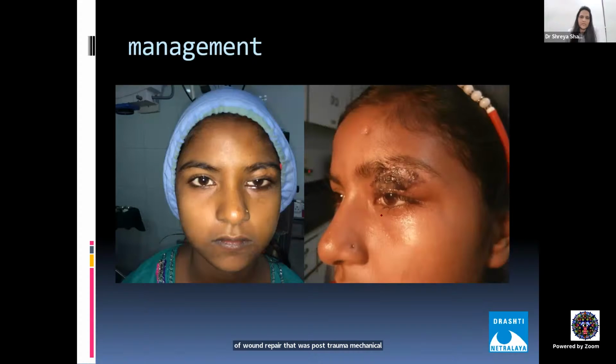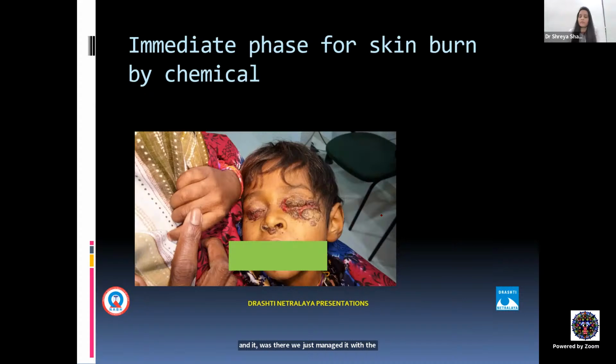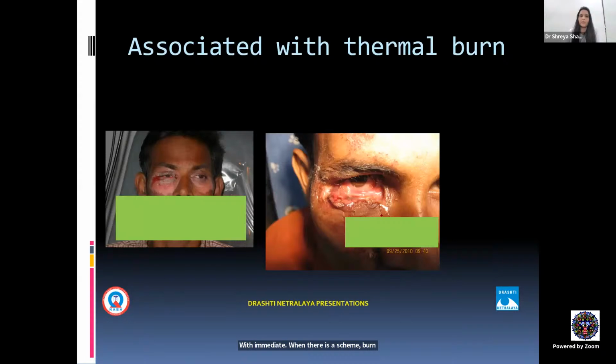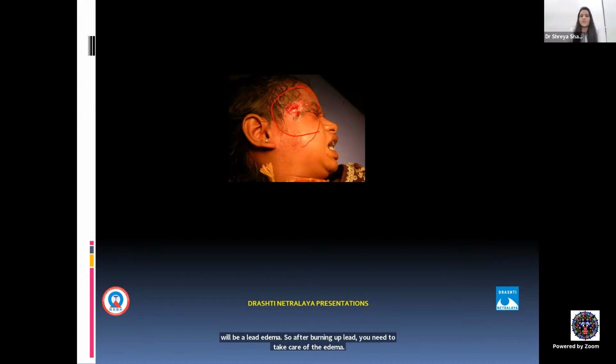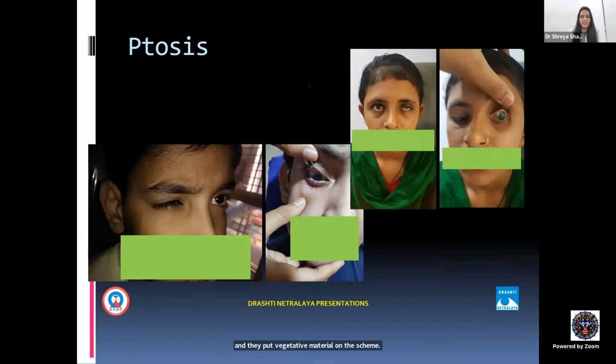Sometimes a patient can come immediately when there is a skin burn by chemical. So you need to treat it properly before operating. A thermal burn also can be associated. When there is an acute stage in the chemical burn, there will be lid edema. So after burning of the lid, you need to take care of the edema. In our area, they are doing a lot of superstition and they put vegetative material on the skin. So that is also a kind of trauma we see in our area. And sometimes when there is a burn, we can just put the collagen mesh also.